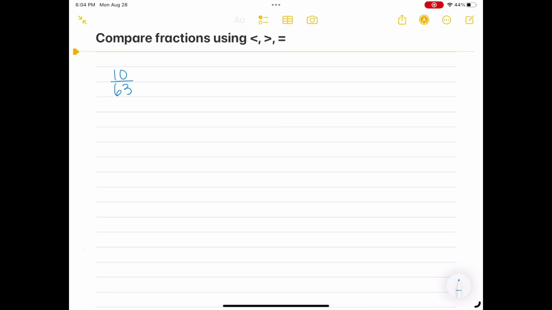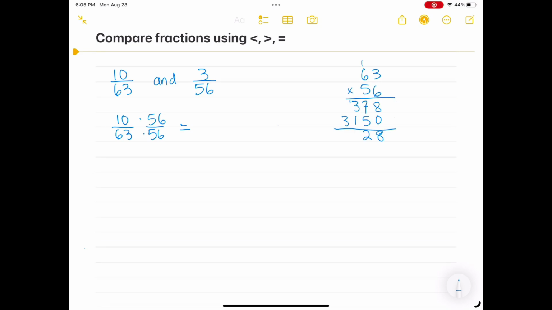Now let's compare 10/63 or 10 over 63 and 3/56 or 3 over 56. A simple way to get the common denominator is simply to multiply each fraction with the denominator of the opposing fraction. So for 10/63, we multiply both the numerator and the denominator by 56. And we end up with the equivalent fraction of 560 over 3,528.